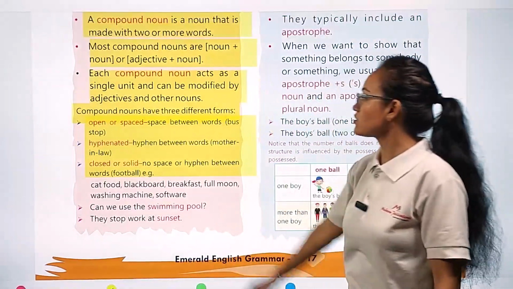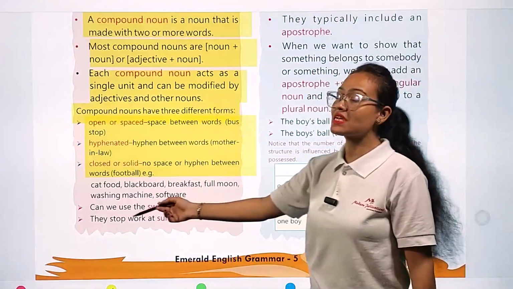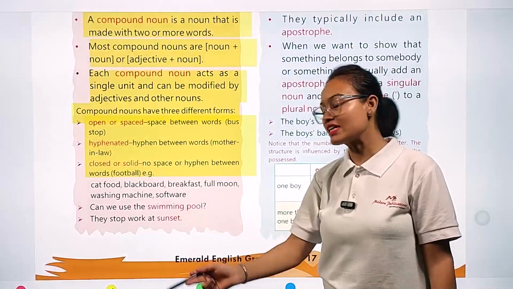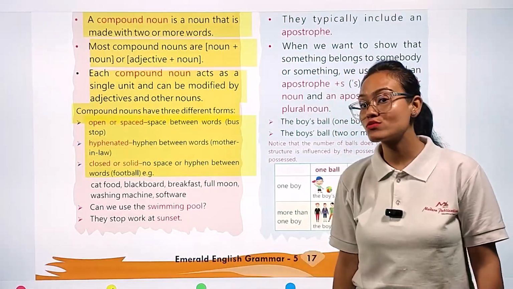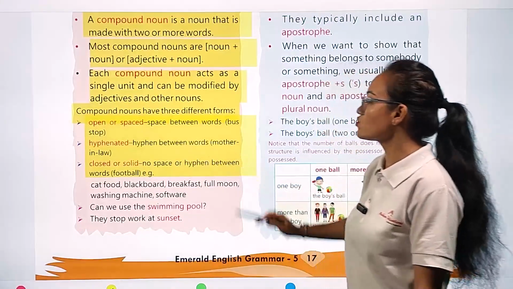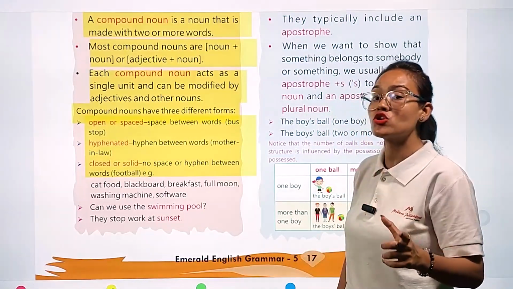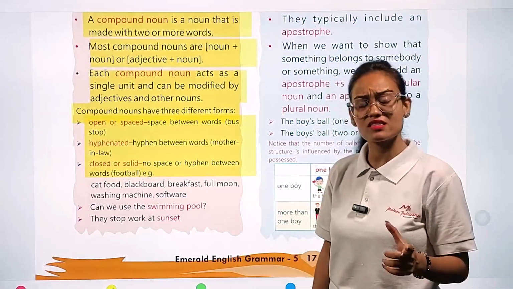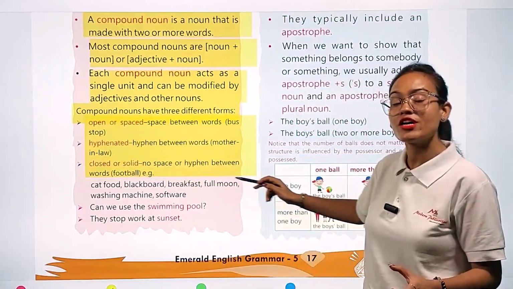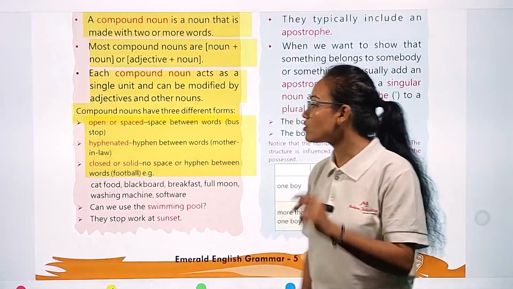Now the second type of compound noun is hyphenated. Sometimes, among the two noun words or among the noun or adjective word, a hyphen is used. And what is the meaning of hyphen? Hyphen is a punctuation mark. So a hyphen is used, like mother-in-law. It is a combination of three words. So for the formation of these three words, we use the hyphen punctuation mark. Now the third type of compound noun is closed or solid.